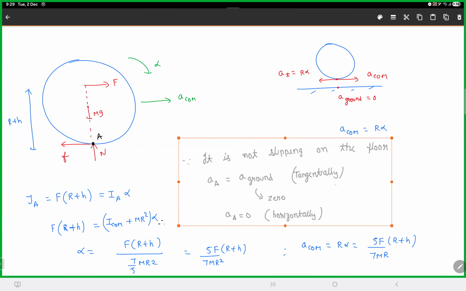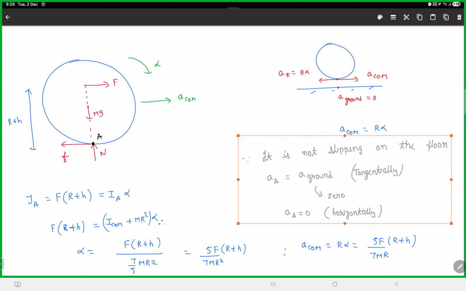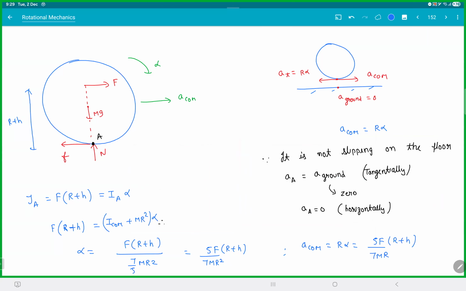But you should know this discussion. A is not an inertial frame actually. It works out because the pseudo force also goes off. These kind of questions will get statement questions.